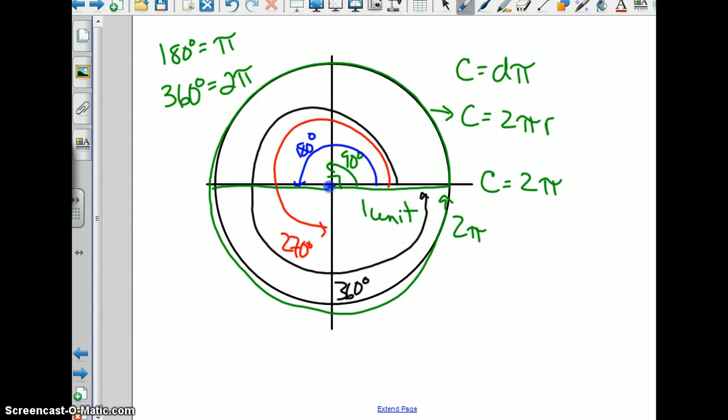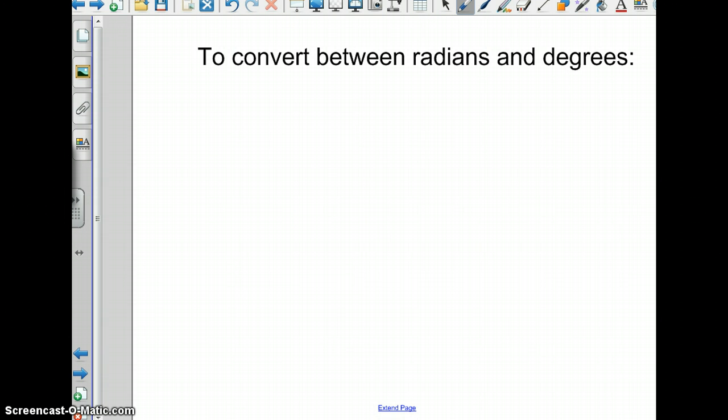So this is just a background of where this radian measure comes from. It's talking about angle measures compared with the distance around a circle with a 1 unit radius. On the next page, which is where you're going to want to start to take some notes, to convert between radians and degrees, we're going to use two main facts we just talked about. 180 degrees is the same as a pi distance around a 1 unit circle, and 360 degrees is equal to 2 pi.